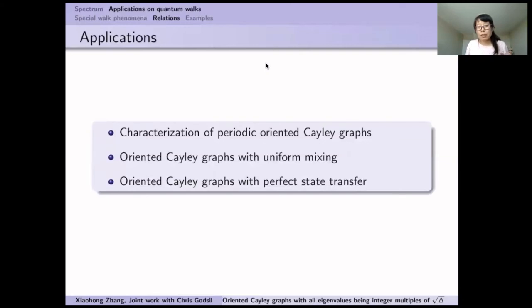So to look for graphs with perfect state transfer or uniform mixing, this gives us a characterization. To look for uniform mixing or other such properties, we need to look inside this set of graphs. Anything outside doesn't give us perfect state transfer.